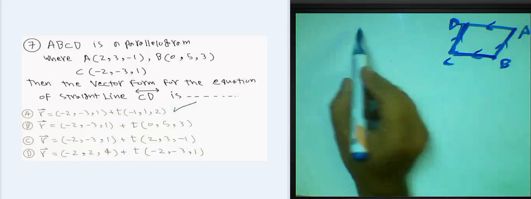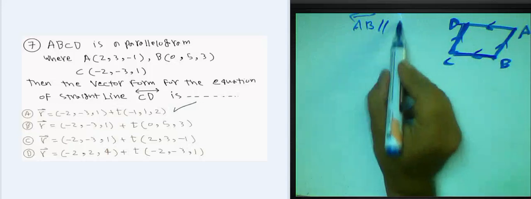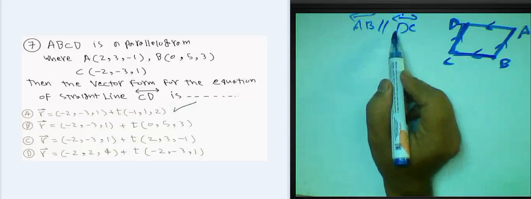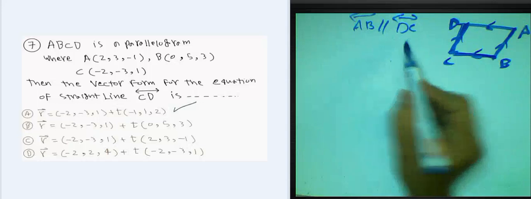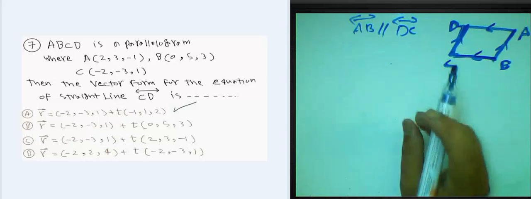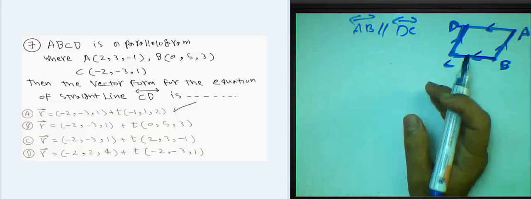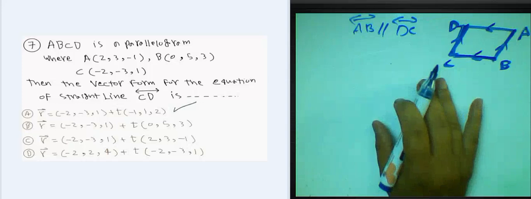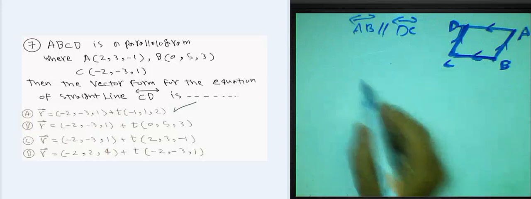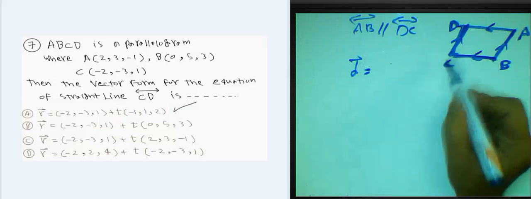We know AB is parallel to DC. Then the slope of AB equals the slope of DC. To find the equation of a straight line, we must find a point and the vector in the same direction. Okay, what is the direction vector of the straight line? We can write this equation: D equals this vector D.